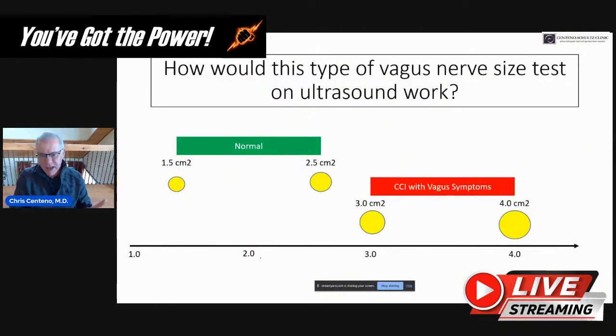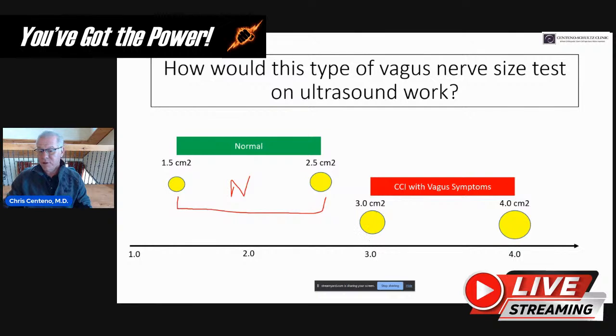So ideally, this is the thing we would want to see, right? We'd like to take out our ultrasound probe in a patient that's having these vagus nerve symptoms and CCI. We'd like to put it on the neck. We'd like to measure what's called the cross-sectional area, or how big the nerve is. And we'd like something like this. This doesn't exist right now, but this would be perfect, right? If it's between these 2 measurements, then we know it's normal and it's not a problem.